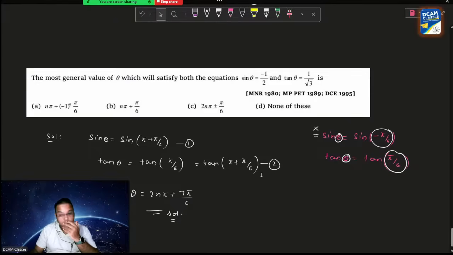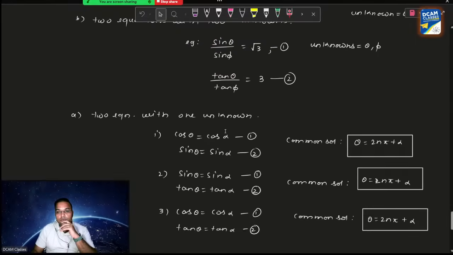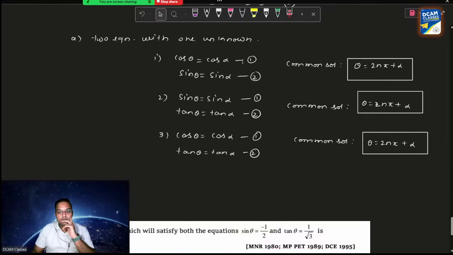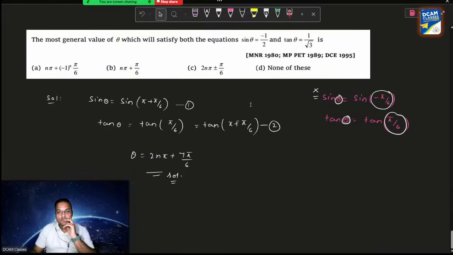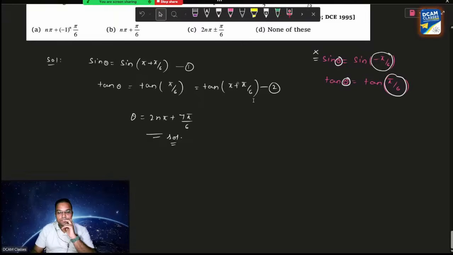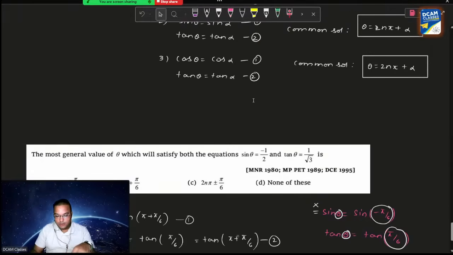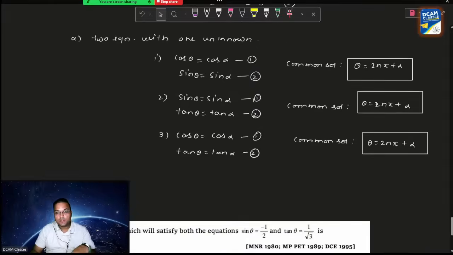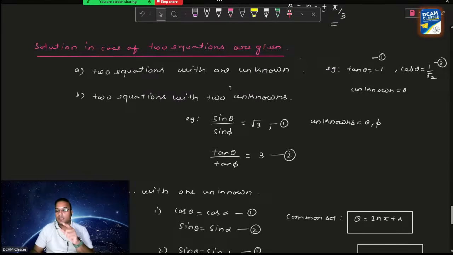In the last class, I told you about two equations with one unknown, how to solve them and get the answer. Now I'll tell you about equations with two unknowns. The example of two equations with two unknowns is what I told you in the last class.